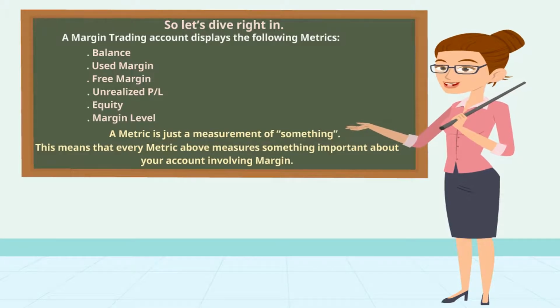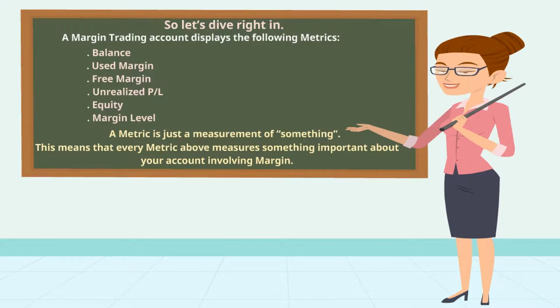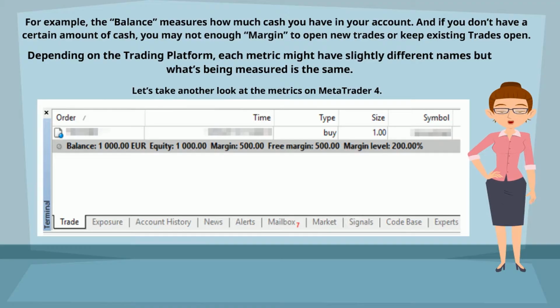A margin trading account displays the following metrics: balance, used margin, free margin, unrealized profit and loss, equity, margin level. A metric is just a measurement of something. This means that every metric above measures something important about your account involving margin. For example, the balance measures how much cash you have in your account. And if you don't have a certain amount of cash, you may not have enough margin to open new trades or keep existing trades open.